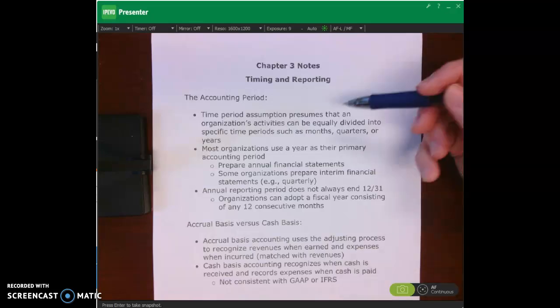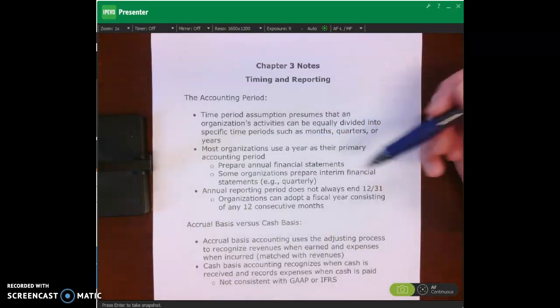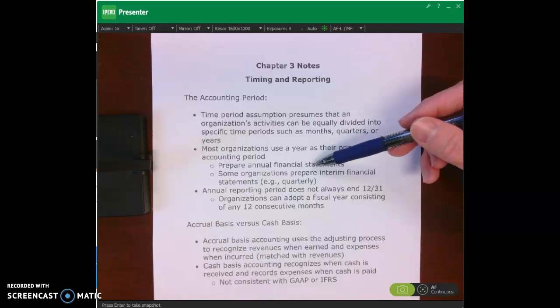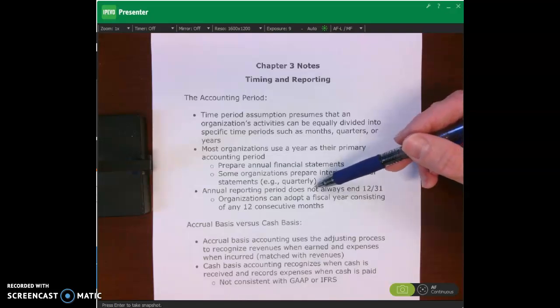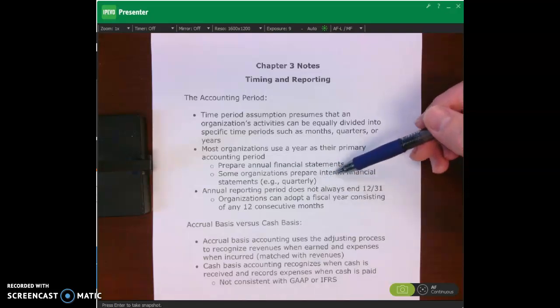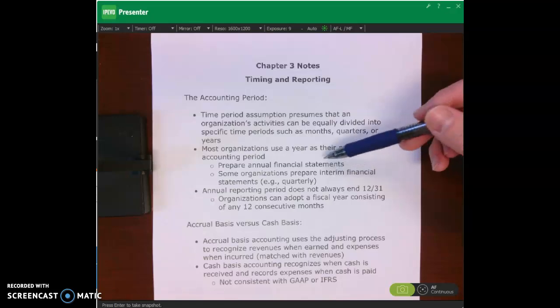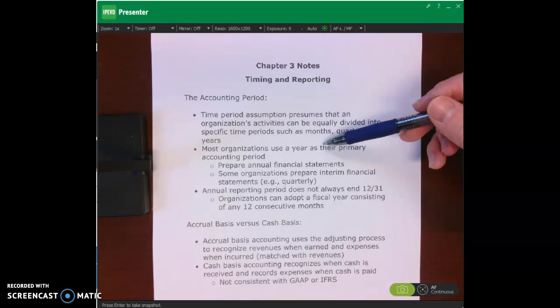Most organizations will use a full year as their primary accounting period. They will issue annual financial statements. They can also prepare financial statements on a quarterly basis, though, which would be interim financial statements. But when we talk about the accounting period in this class, we're talking about a year.